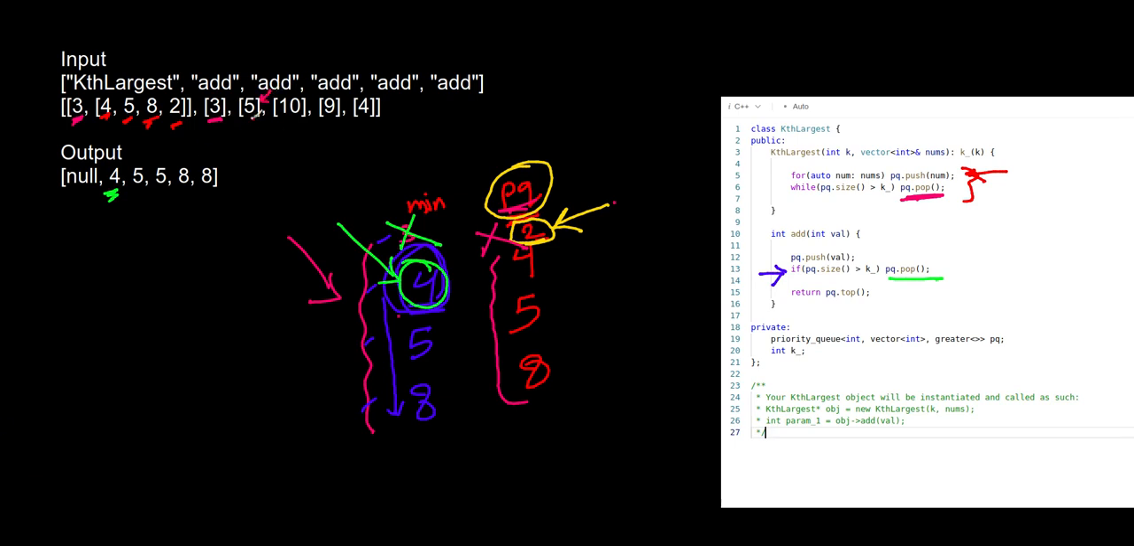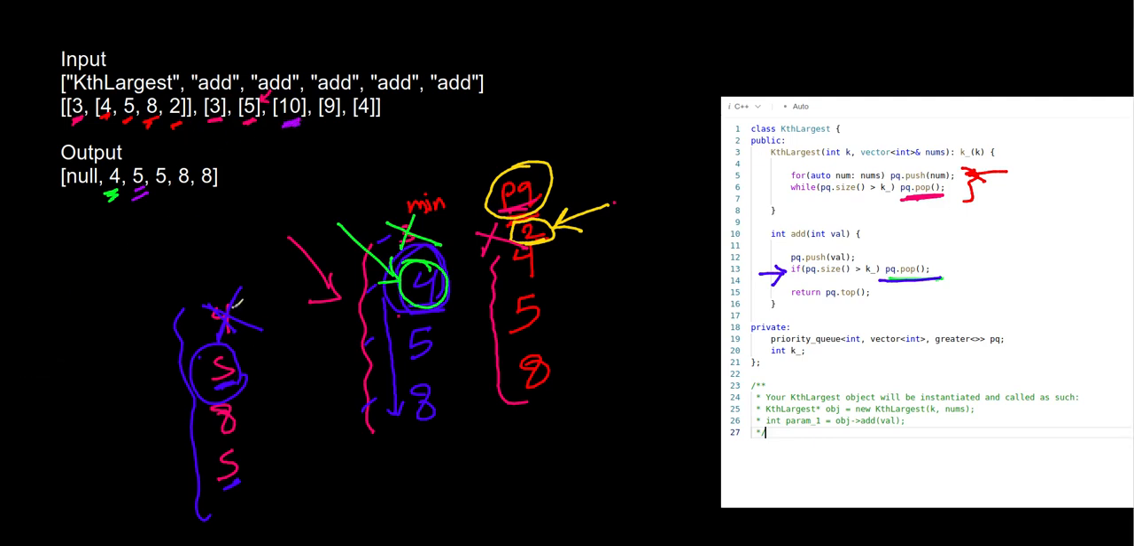Then we call add 5. The queue has 4, 5, 8. Now let's add 5 here. Then the size is 4, so we need to remove the smallest one, which is 4. And after we remove this, we have this 5 as the smallest element in the priority queue, so the answer is 5.